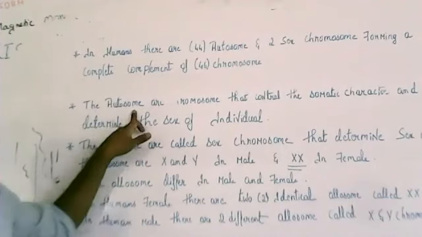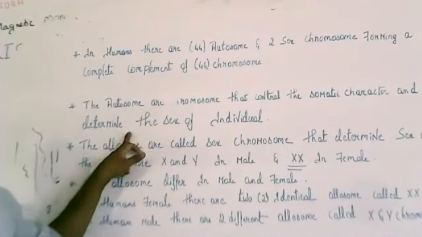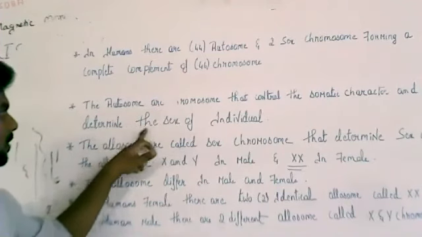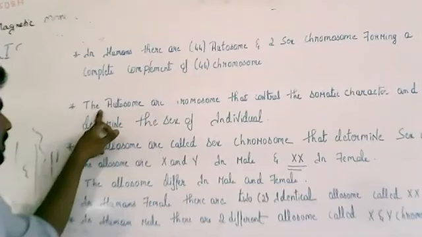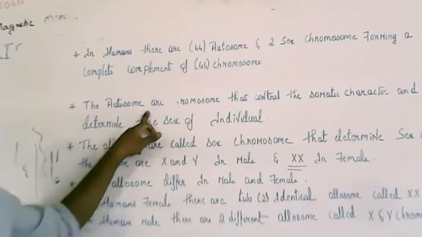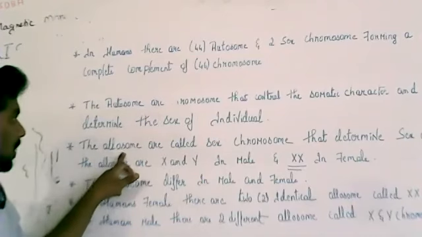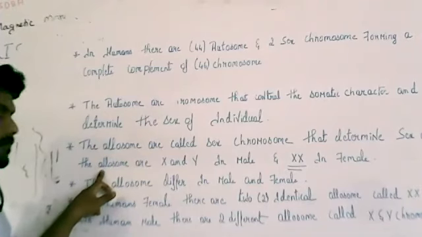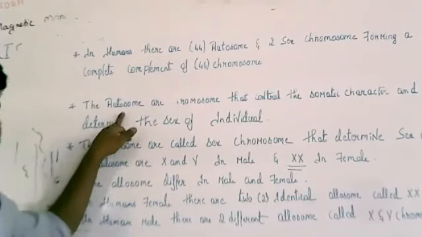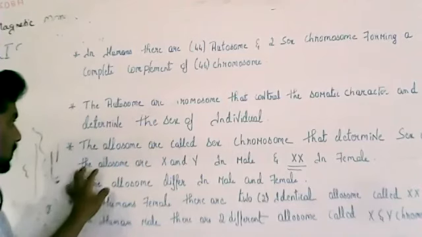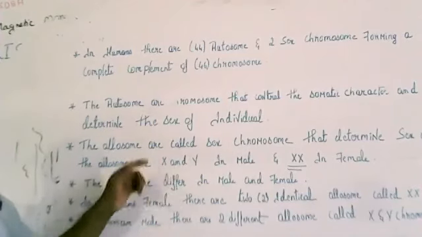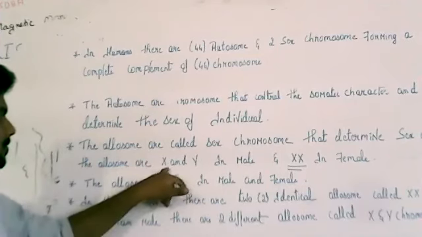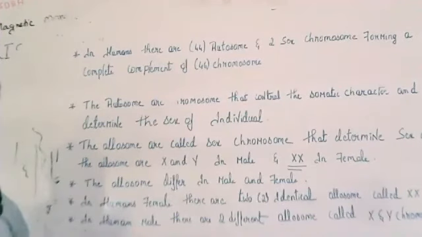So autosomes are the chromosomes that control the somatic character and do not determine the sex of an individual. Allosomes are called sex chromosomes that determine the sex of an individual. So one determines the sex and the other determines the somatic characters. Allosomes are X and Y, the last 45th and 46th. Always remember that the last two set of chromosomes, which come at 45 and 46, are called allosomes.